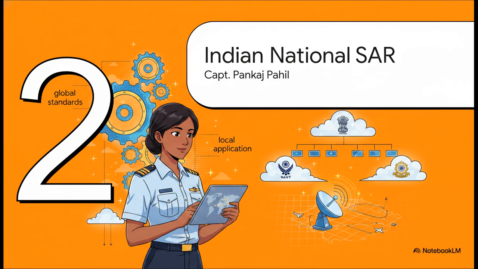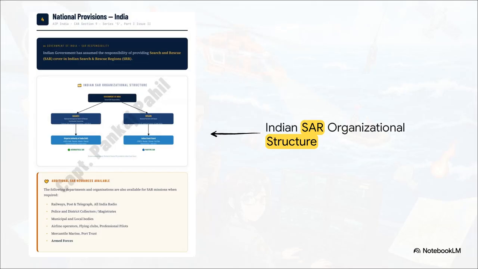Moving right along to Section 2, Indian National SAR Provisions. So taking this from global standards down to local application, we really need to understand the exact hierarchical chain of command governing Indian airspace. Looking at India's macro-level SAR responsibility, conceptually, the government of India holds the overall responsibility but divides up the execution. The application of this structure means that land areas fall under NASARC, that's the National Aeronautical Search and Rescue Coordination Committee.